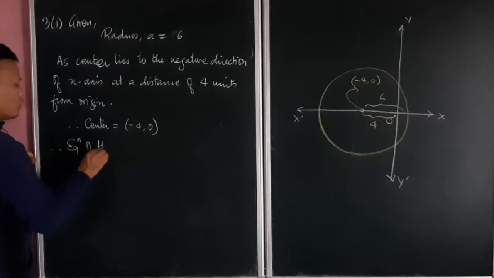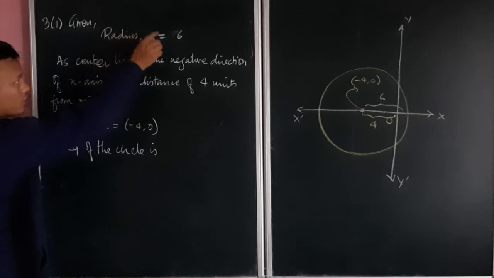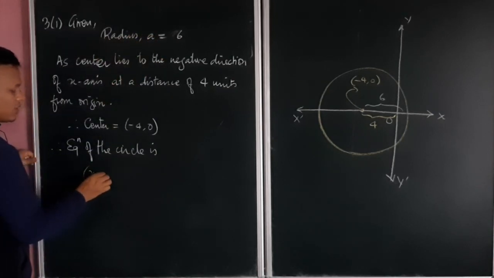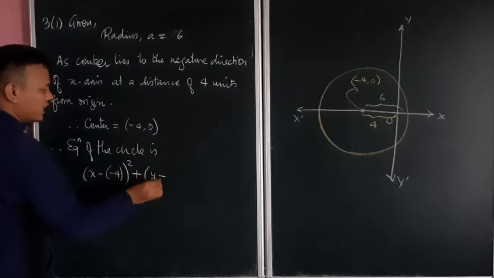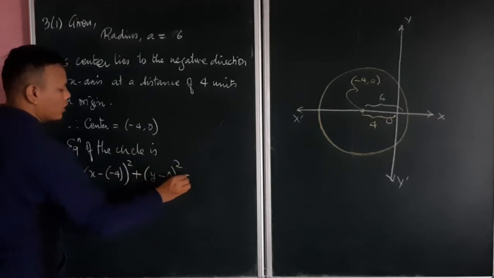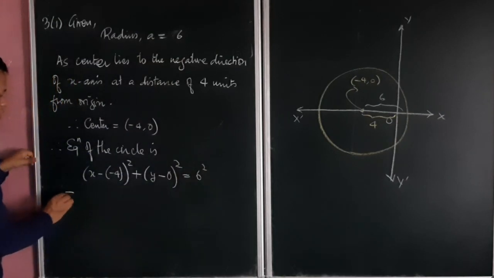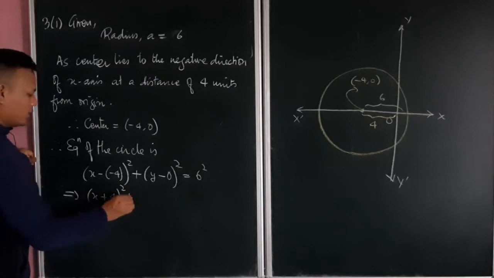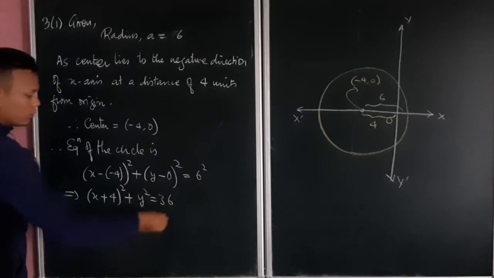the equation of the circle is, okay, so the equation of the circle is how much? So this turns out to be x minus h. How much is h? h is -4, whole square, plus y minus k. K is 0, whole square equals a square, that is the radius square, 6 square. So from here my equation turns out to be x plus 4 whole square plus y square equals 36. Okay, so this will be my answer.